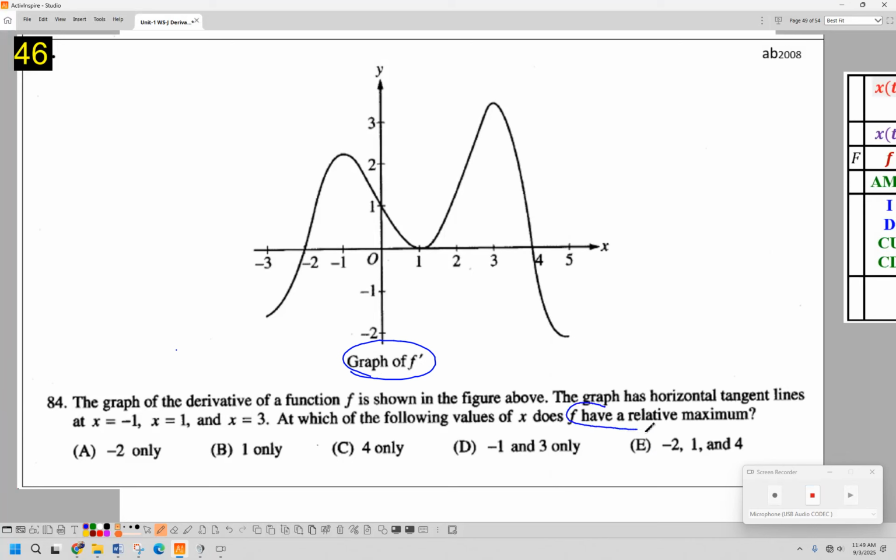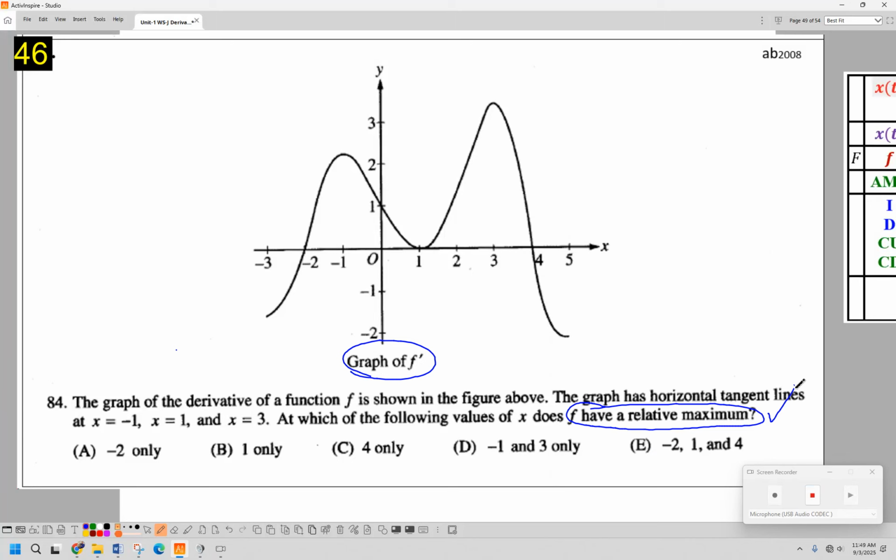Here's another one where people have been very sad. They answer the question, they feel like they understood everything perfectly, they get the wrong answer, and they're trying to figure out why. When they come and ask me, as we talk about it, I find out that they went and found the relative minimum. So go careful. Go careful. Where does f have a relative minimum?